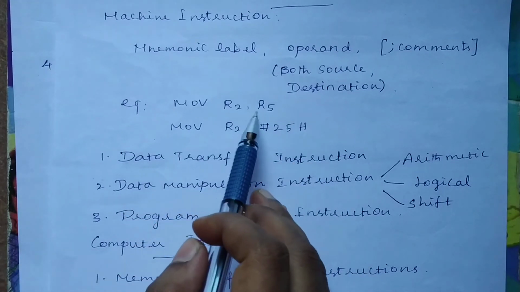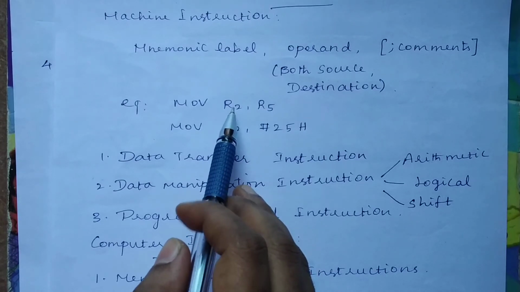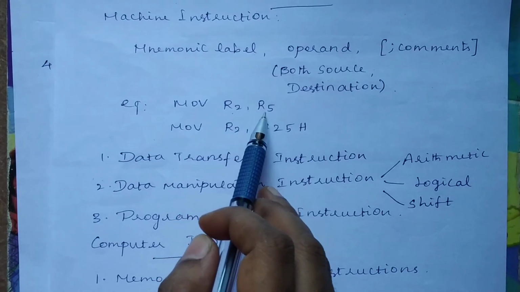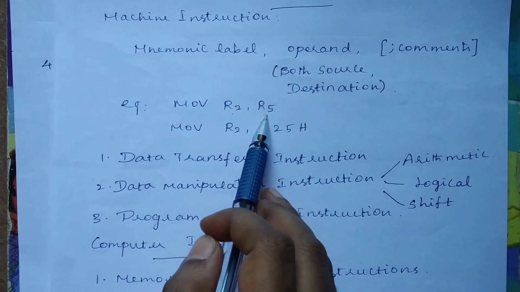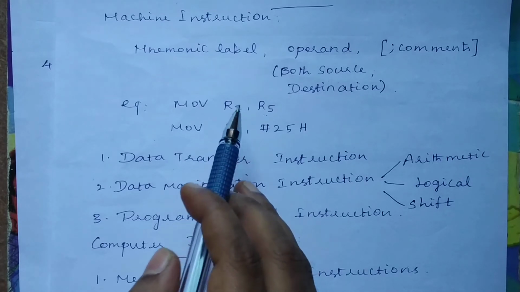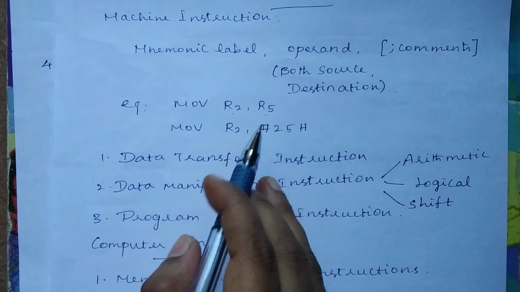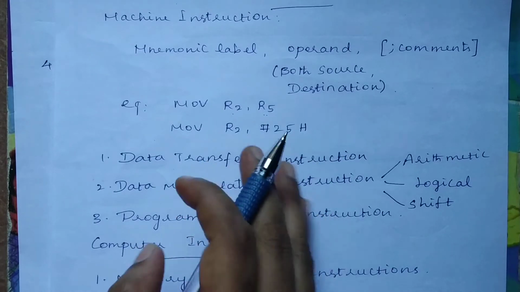Here the source and destination may vary. In some textbooks, this one is given as the source and that one is considered the destination register. In other textbooks, it is the other way around. So it may vary in different machines, according to the basic design of the computer hardware.